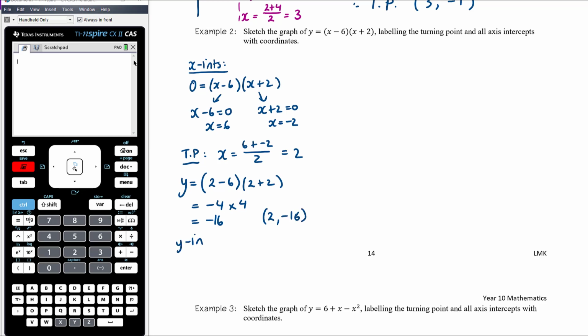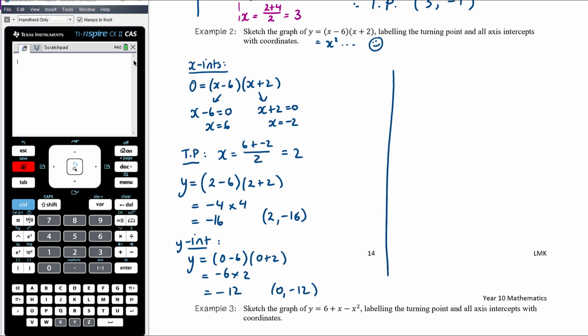Y-intercept, we find by letting x equal 0. So it's going to be 0 minus 6 times 0 plus 2. So that's negative 6 times 2, so negative 12. And so we've got our two x-intercepts, our turning point, and our y-intercept. We can think as well about shape. The fact that if we expanded this out, we would have positive x squared means that we have a happy shape. Okay, and that marries together with where we found the coordinates of the turning point to be at 2, negative 16. Okay, let's think about suitable axes.